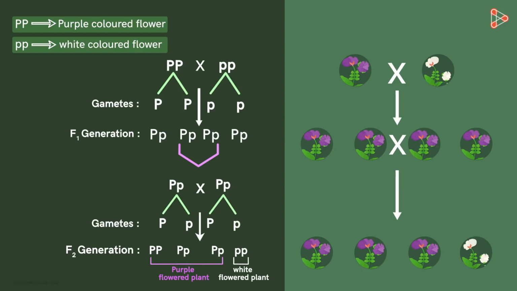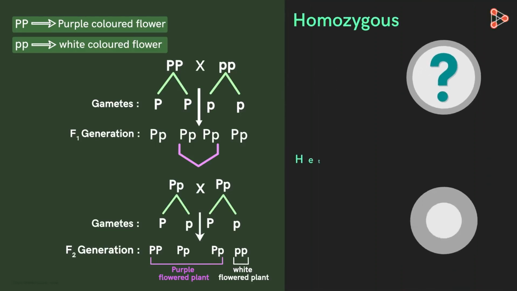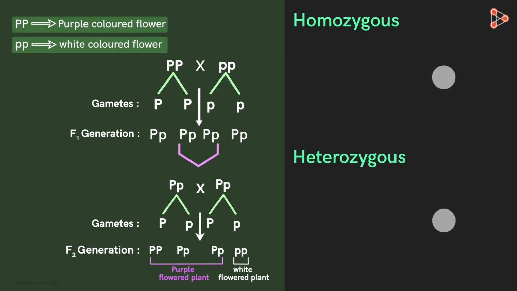Dominant genes are those which are expressed in both homozygous and heterozygous forms. On the other hand, recessive genes are those which can be expressed only when present in homozygous form. Hold on. Any idea what we mean by homozygous and heterozygous? We know that the term homo means same and hetero means different.